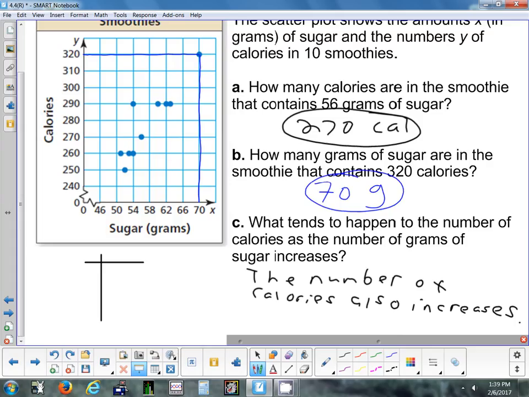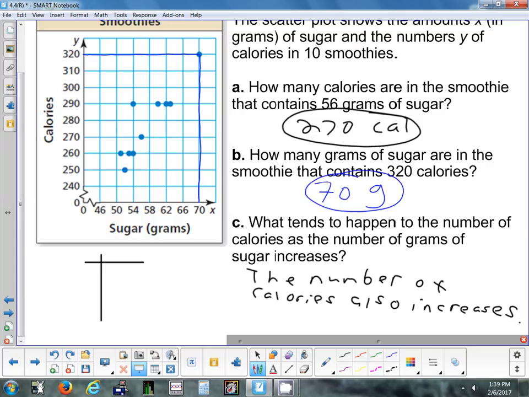You could say, as the calories increase, what happens to grams of sugar? Well, then you'd say grams of sugar also increases. Or what if I said to you, what happens to the calories as grams of sugar decreases? As the amount of sugar decreases, Ashley, what happens to the calories? Yeah, it also decreases. Okay? It's basically the same question. You're just saying increase instead of decrease.